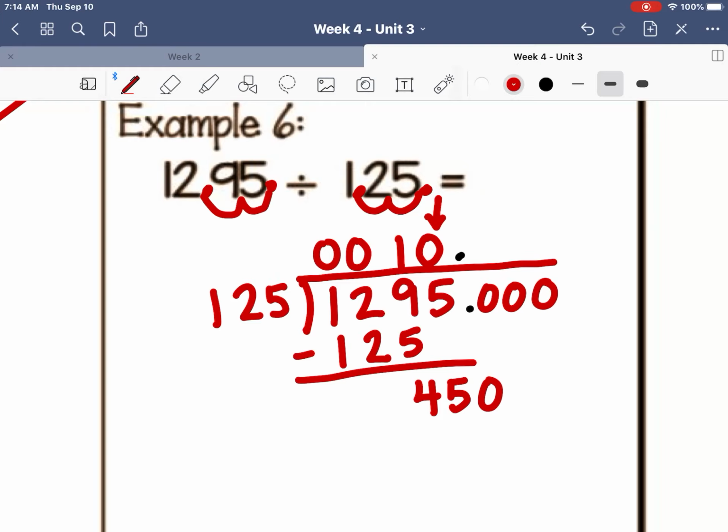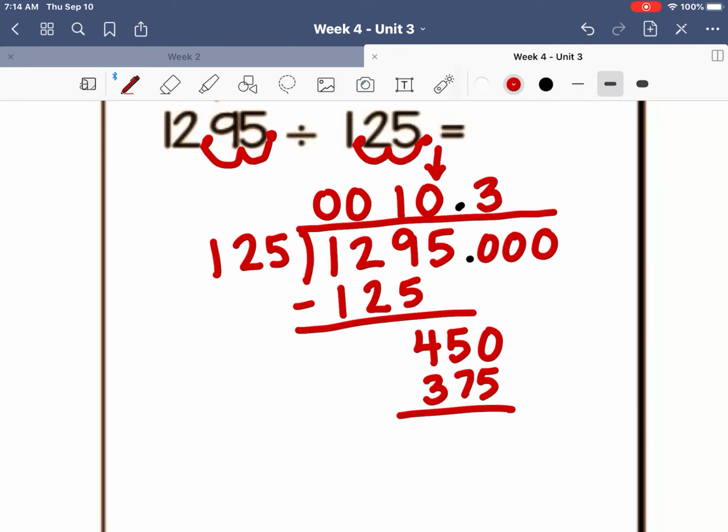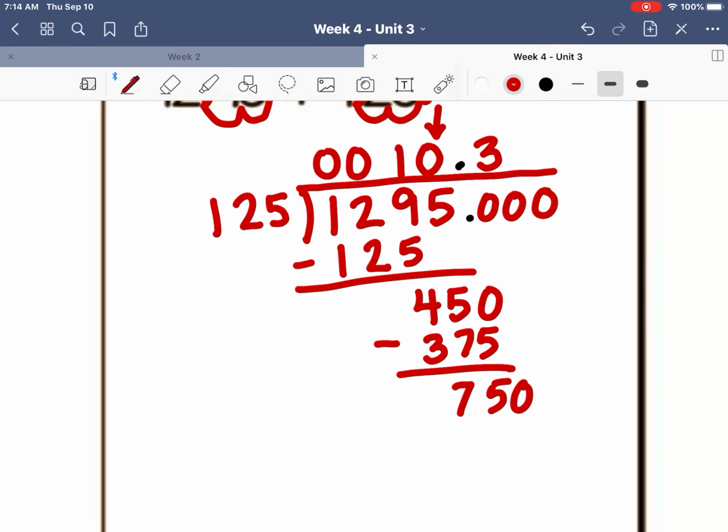I know that 125 times 3 is 375. That's as close as I'm going to get. And then I subtract, and I'm going to get 75. And then I'm going to bring down another 0. And I also know that 125 will go into 750 6 times evenly, because 125 times 6 is 750. And again, I didn't know this to begin with. I did some guessing and checking so that I could do this video without a lot of extra work.